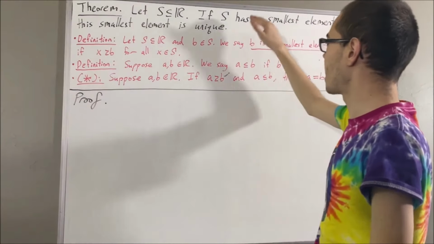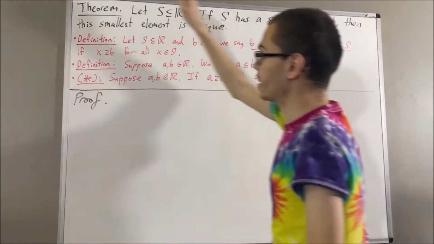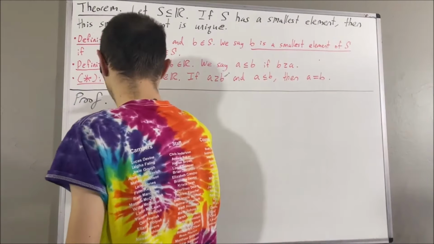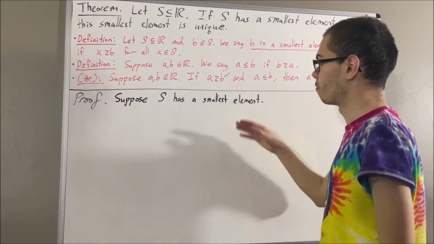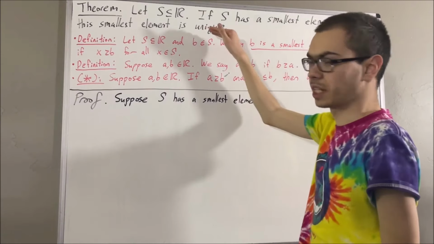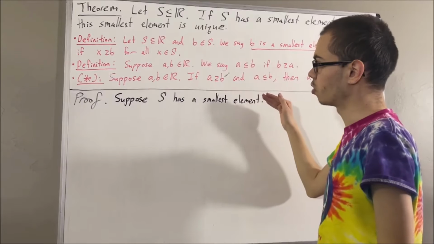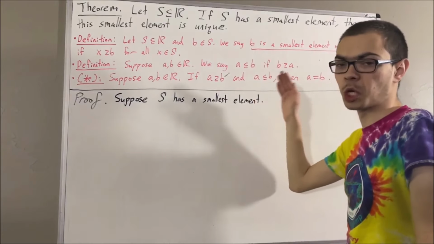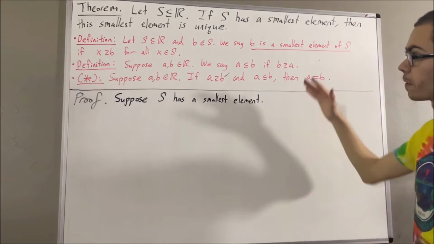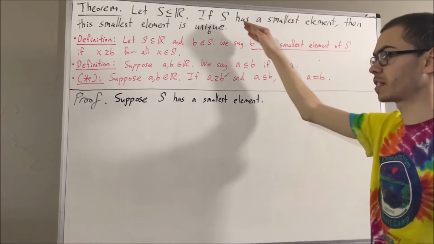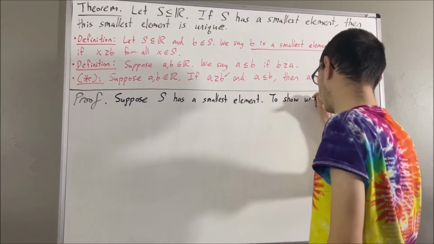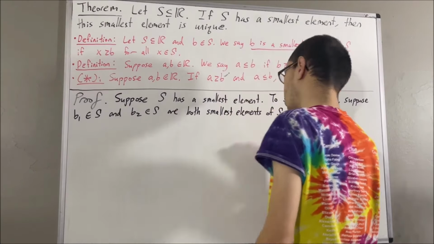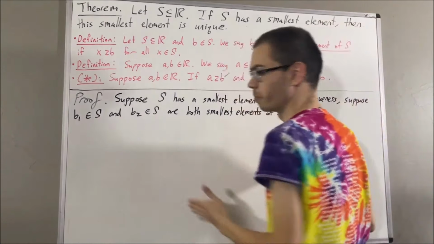Now, we're trying to prove if S has a smallest element, then this smallest element is unique. And to prove that, suppose S has a smallest element. From here, we want to show that this smallest element is unique. And to prove that, what we can do is we can give ourselves two arbitrary smallest elements of S. And from there, we want to show that they are equal. So let's give ourselves two arbitrary smallest elements of S. I'll call them B1 and B2. From here, we want to show that B1 is equal to B2.